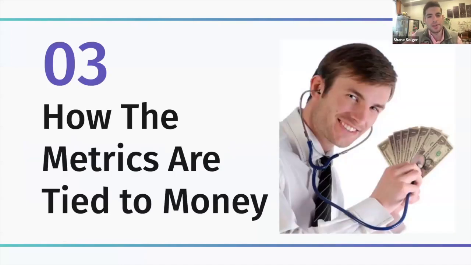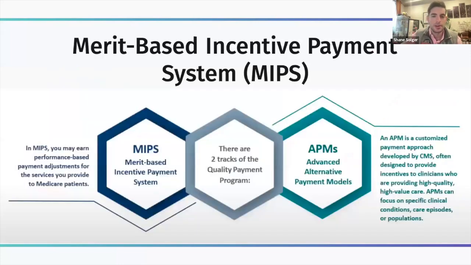So next, we're going to dive into how these different quality metric programs lead to physician reimbursements. So just focus on these two over here on the sides. But as I'd mentioned, there were initially two ways to participate in the Quality Payment Program, through MIPS or through an Advanced Alternative Payment Model, or an APM.